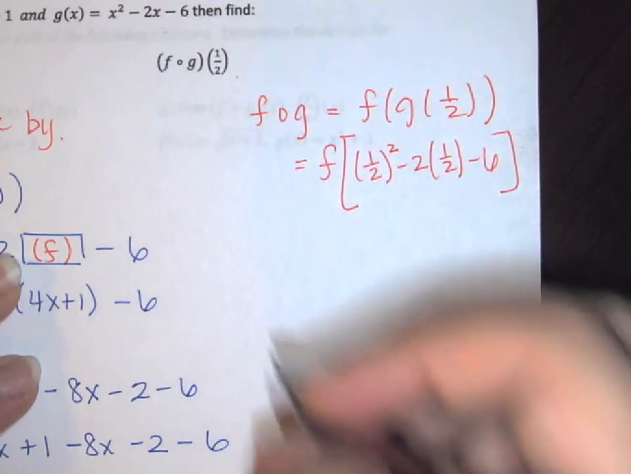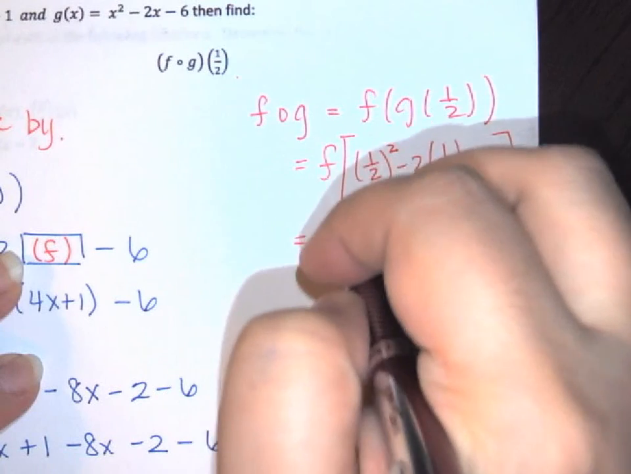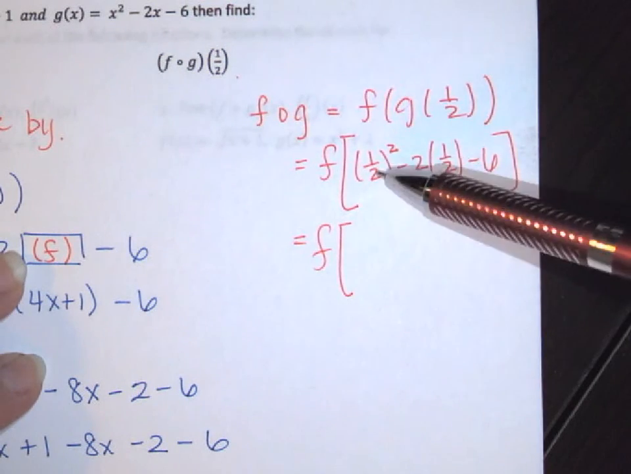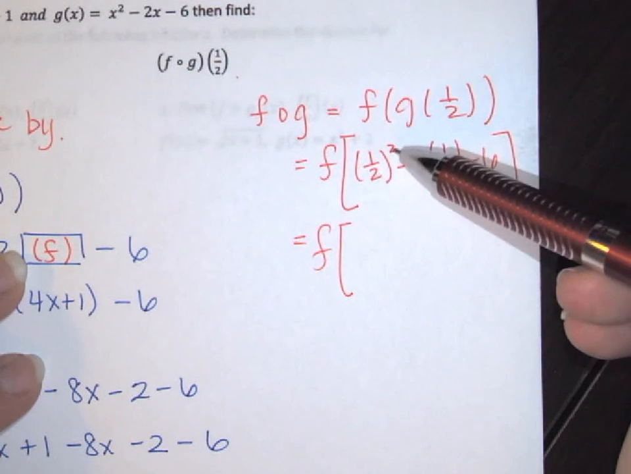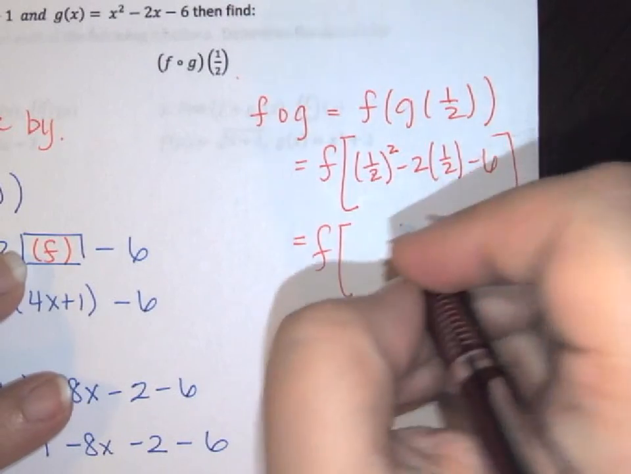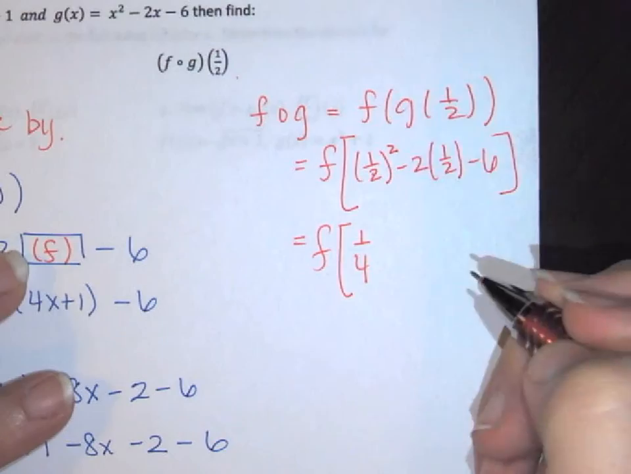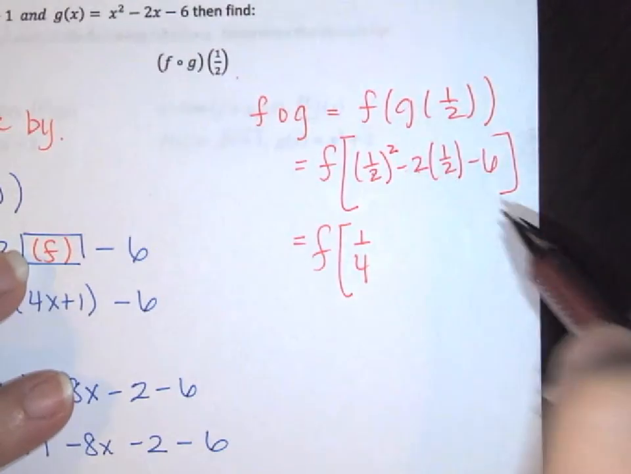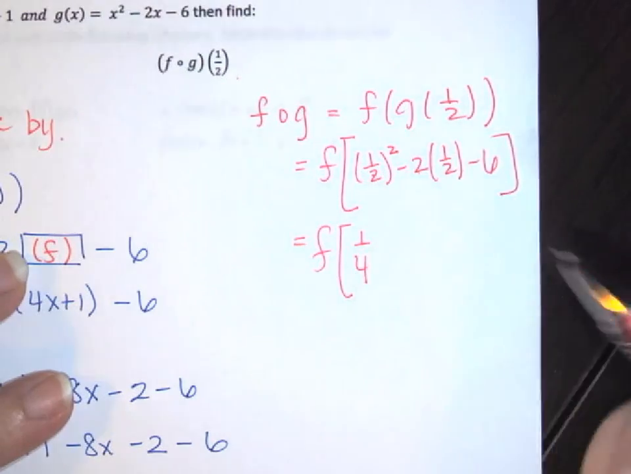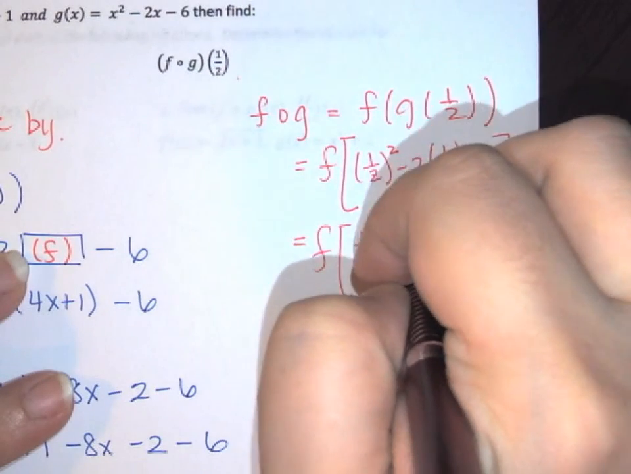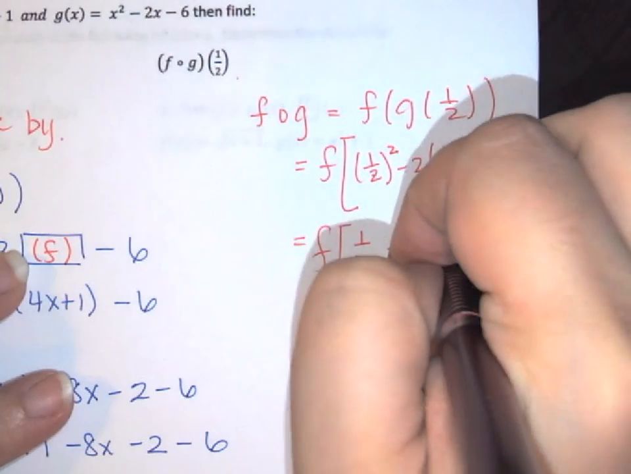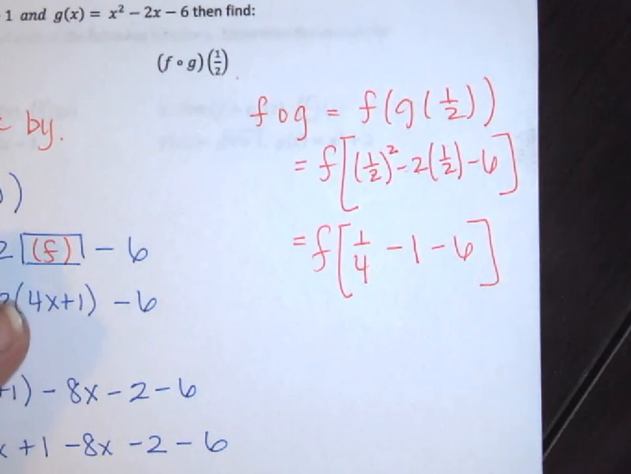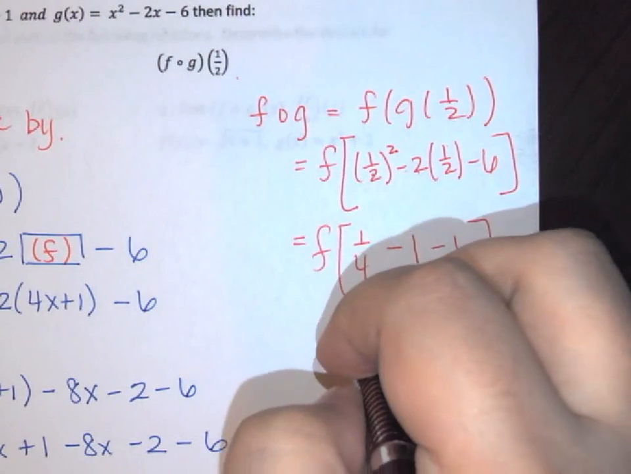So here we're going to be working a little bit with our fractions. Okay, so let's look at that. 1/2 squared means square the top, square the bottom. So this becomes 1/4. Negative 2 times 1/2, if you notice my 2's will cancel, leaves me with negative 1, and then I have a minus 6.